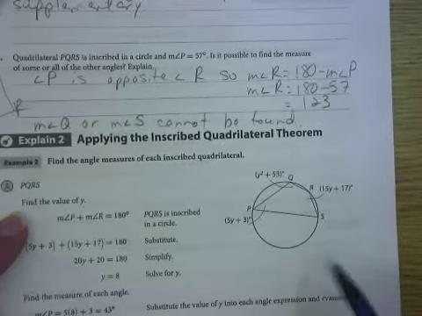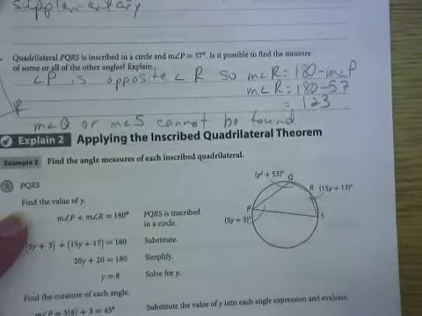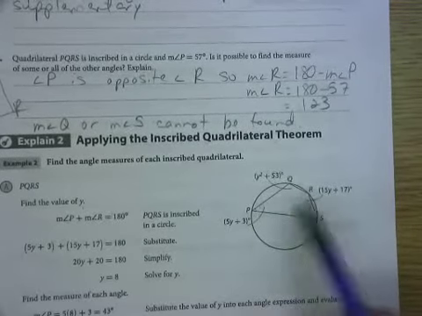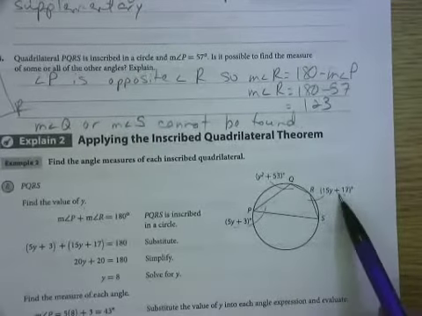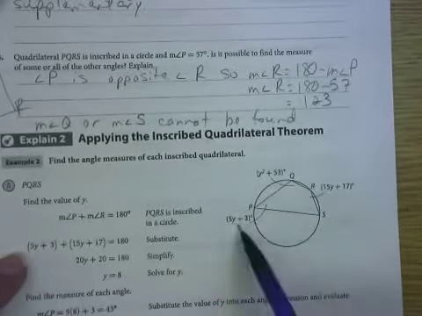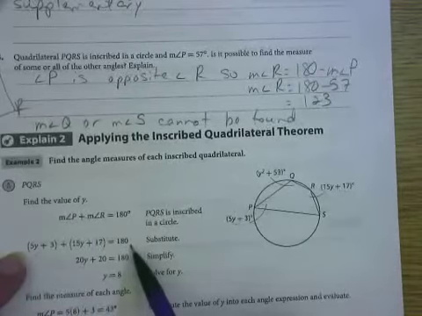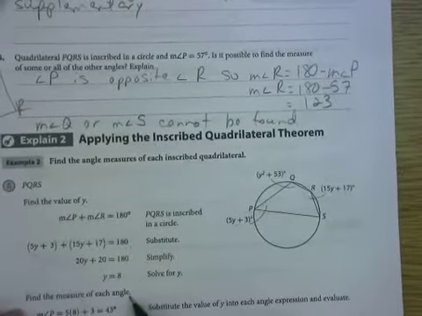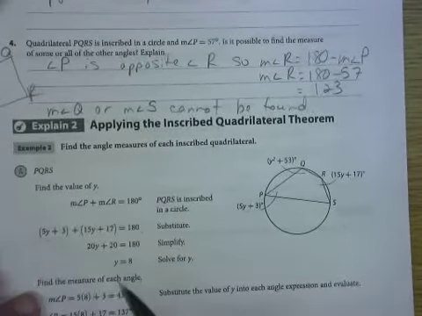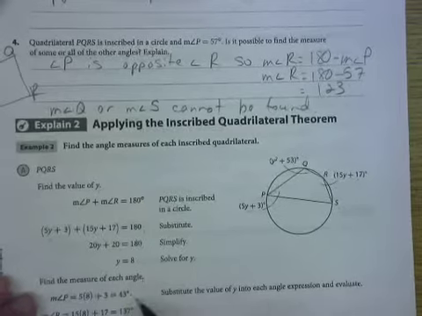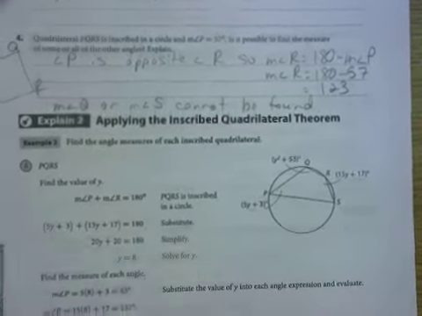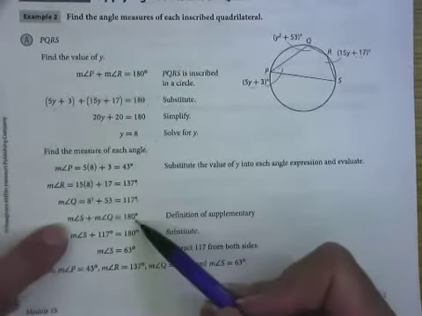Here, we're applying the inscribed quadrilateral theorem with some algebra. So I have this quadrilateral, and notice the first thing they want us to do is find the value of y. Well, I know that opposite angles of a quadrilateral inscribed in a circle have to be supplementary, so I notice that these opposite angles are given to me in terms of y. So I plug these two in here, I add them up and set it equal to 180, and solve for y. Then the instructions are to find the measure of each angle.